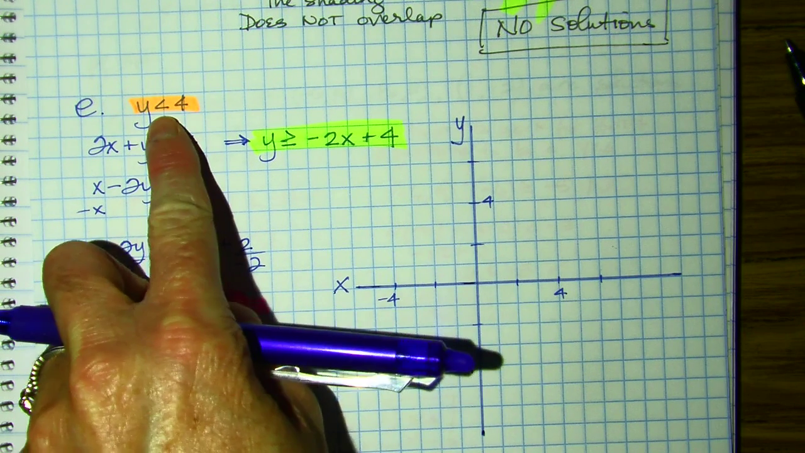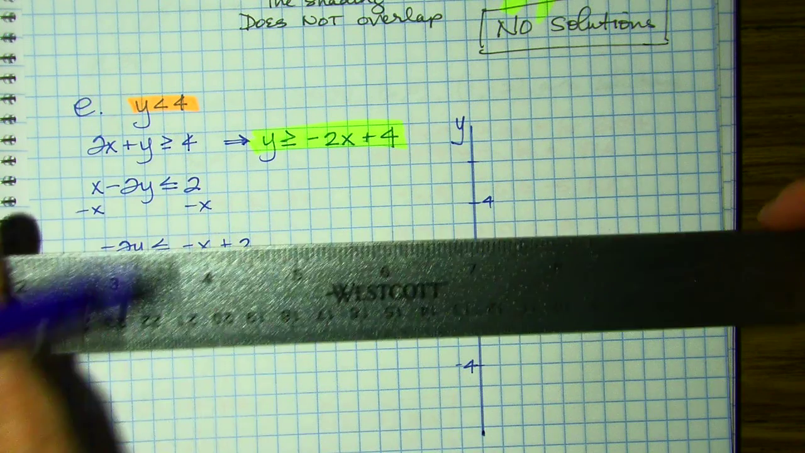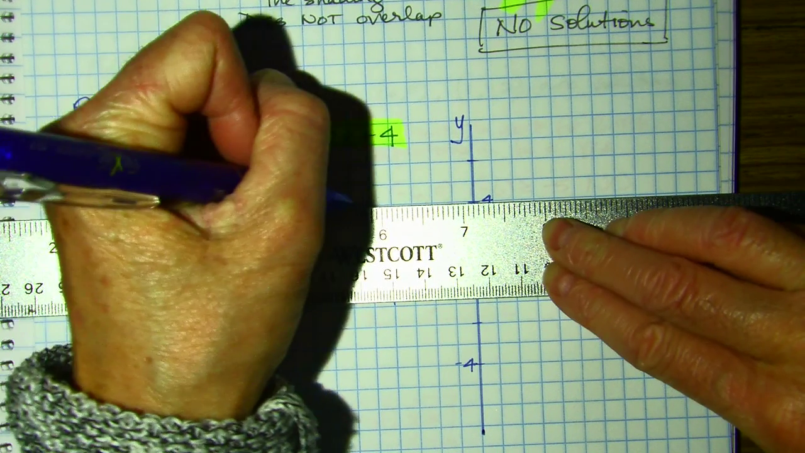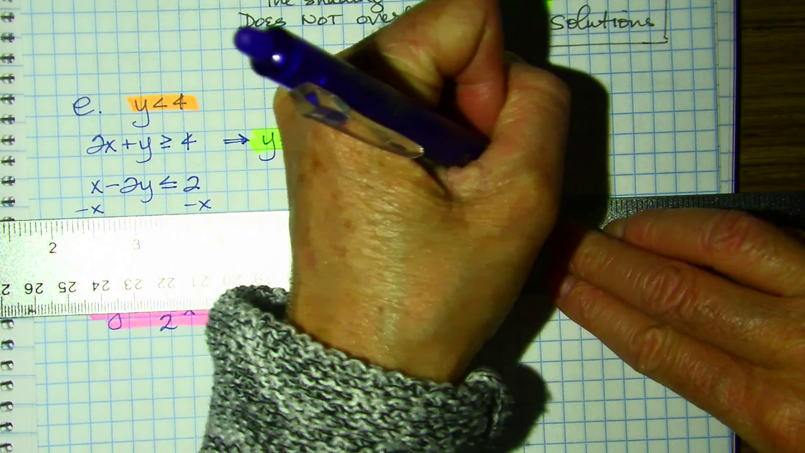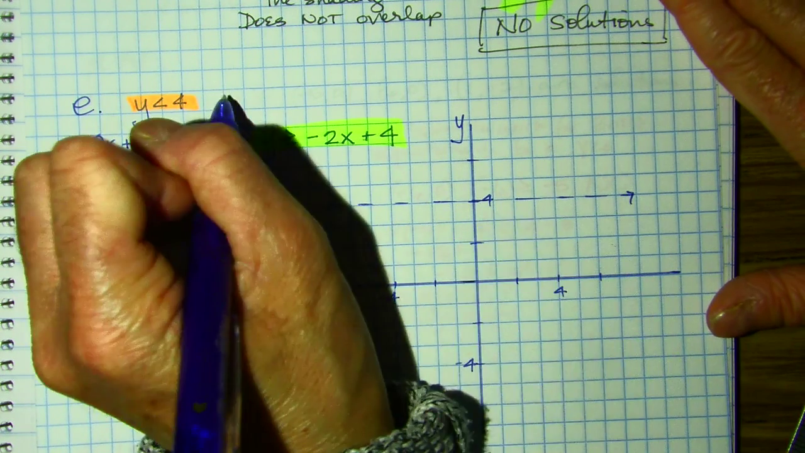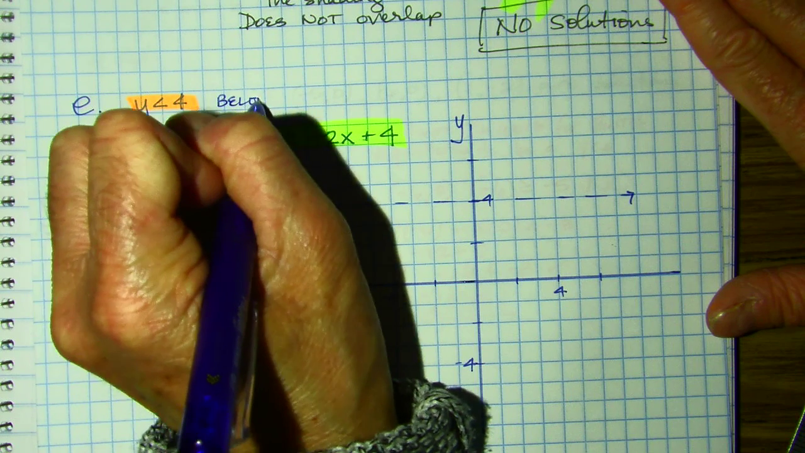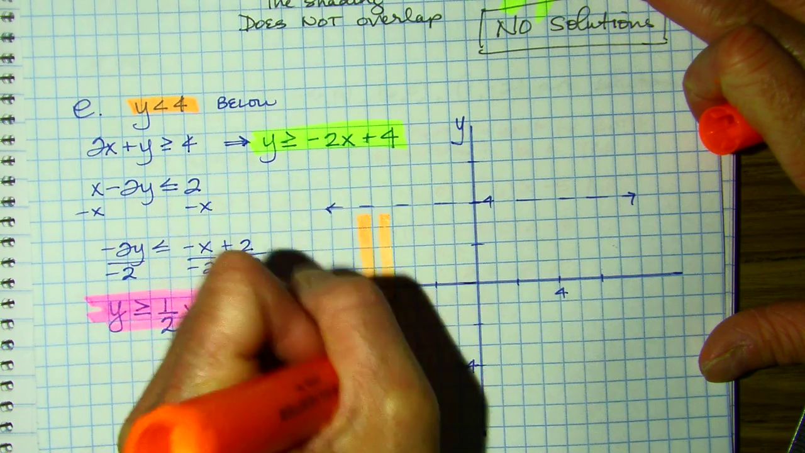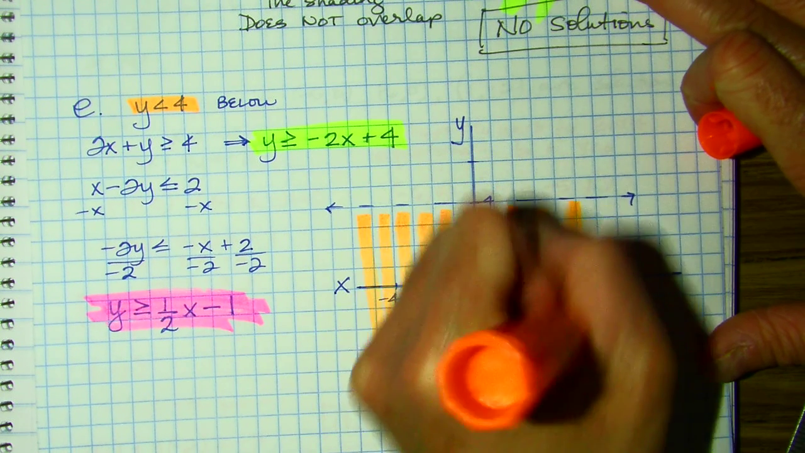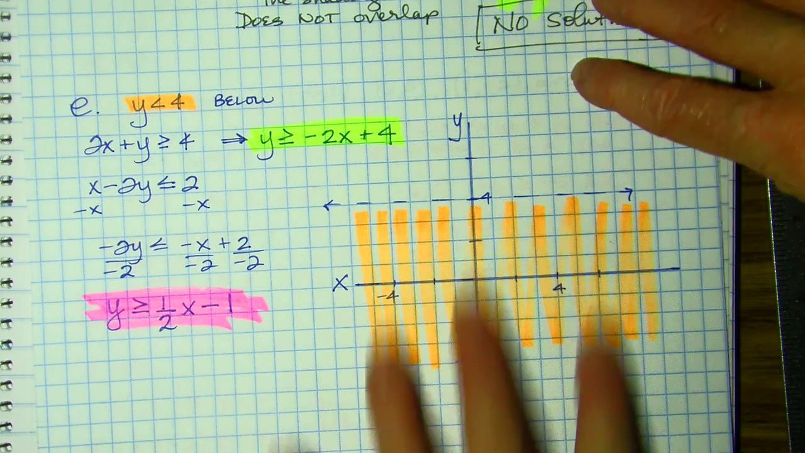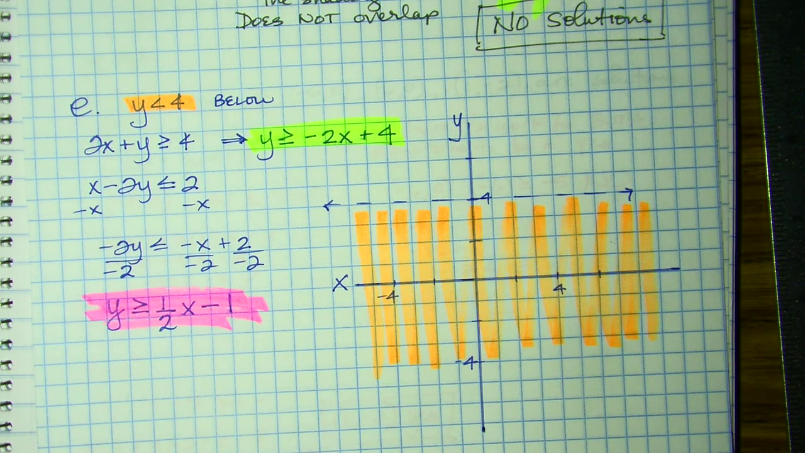So this first one in orange, y is less than 4. So on my y-axis, I should have a broken line at 4, and I'm going to shade below because it's less than. So using my orange, I'm shading below. Hopefully I shaded enough because I haven't put the other lines on there.